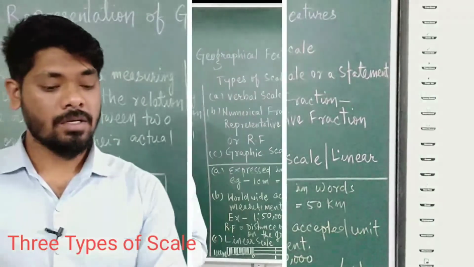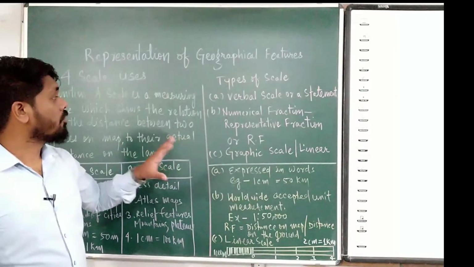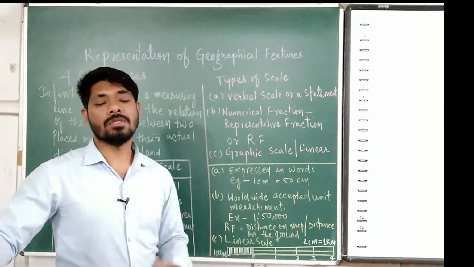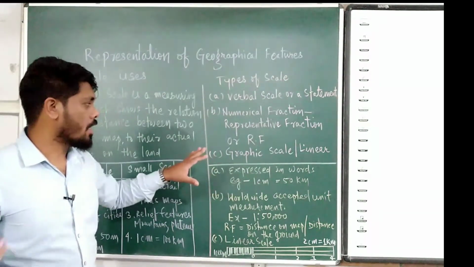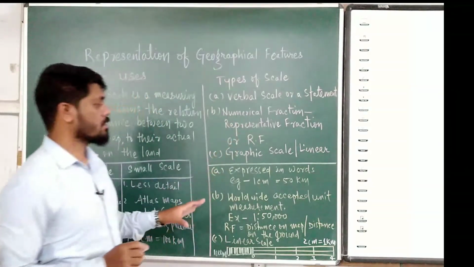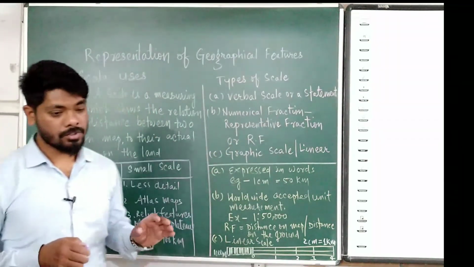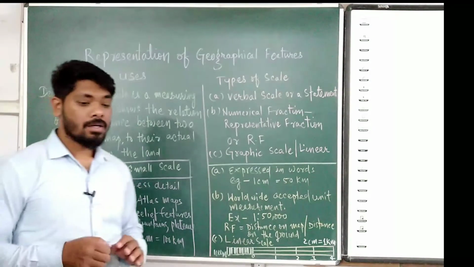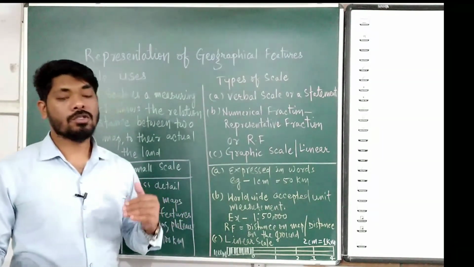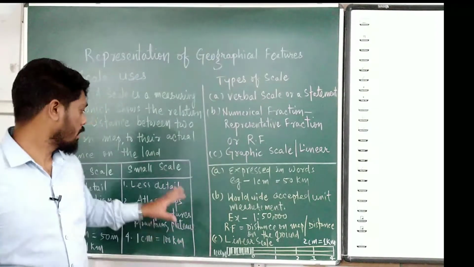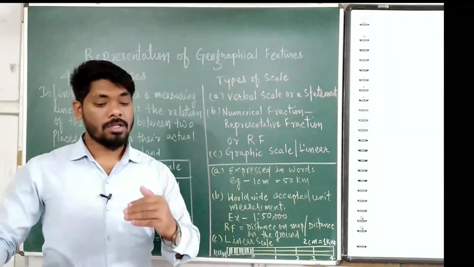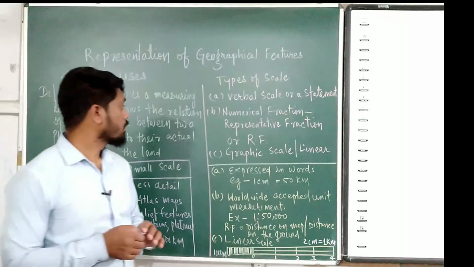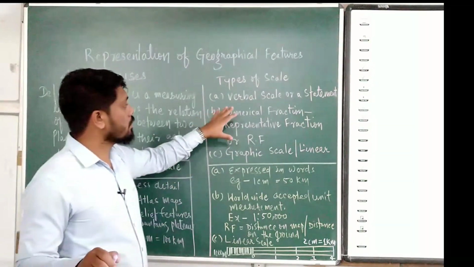So basically there are three types of scale: verbal scale or statement, numerical fraction, also known as representative fraction or RF for short, and graphic scale or linear scale. I hope large scale and small scale is clear. In large scale, the geographical features of a small area are shown in detail. But in a small scale map, only the important features of a large area are shown, in less detail. So let's discuss these three types of scale.